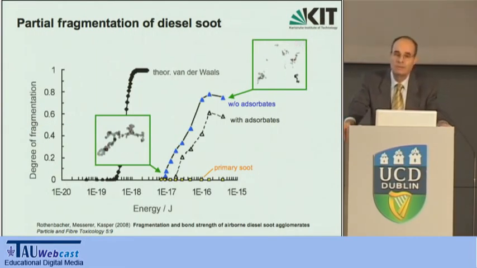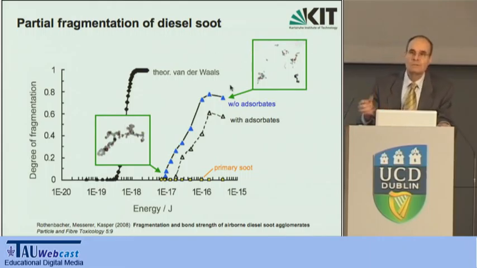We've also found similar things with diesel soot, and this is actually a fragmentation degree curve here with and without adsorbates on it, and you can see that actually you do not reach 100% fragmentation for diesel soot either. In fact, without adsorbates you get to about 80%, and I apologize for the bad pictures, but I couldn't in the short notice come up with any better ones. But what remains also for the diesel soot is substructures which are no longer broken up.